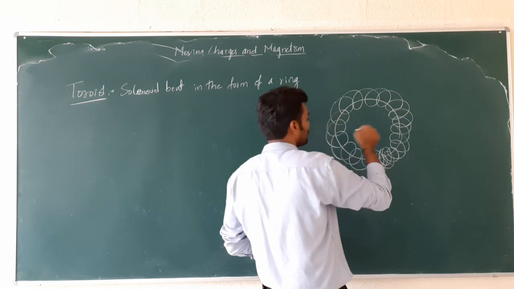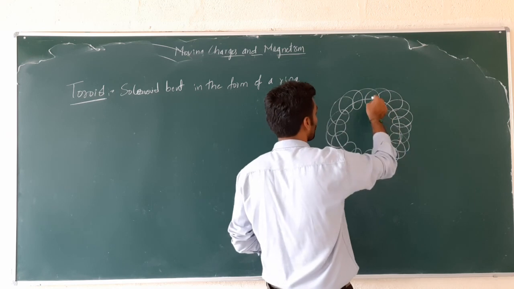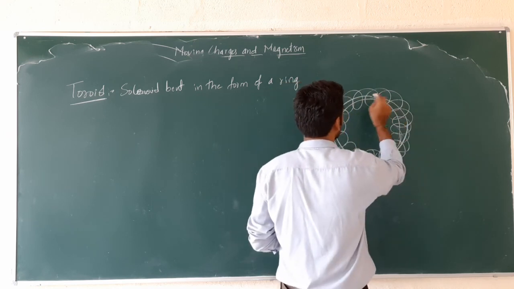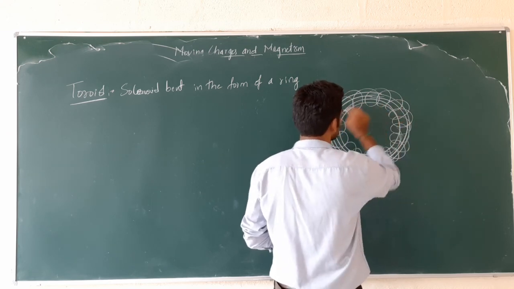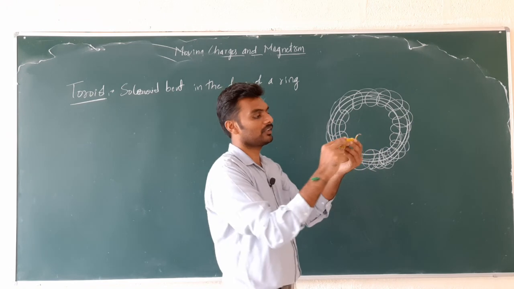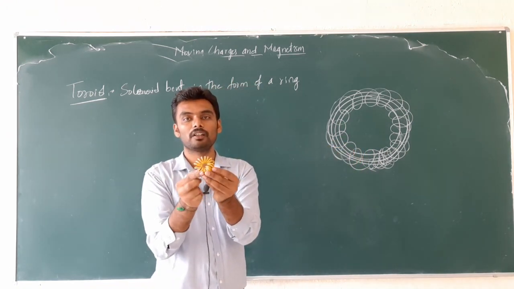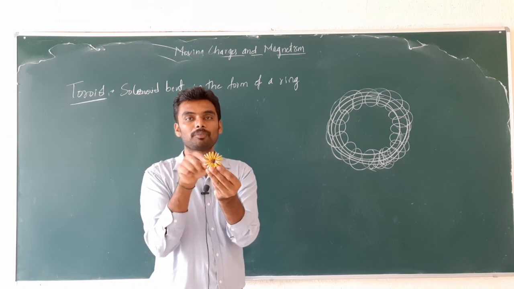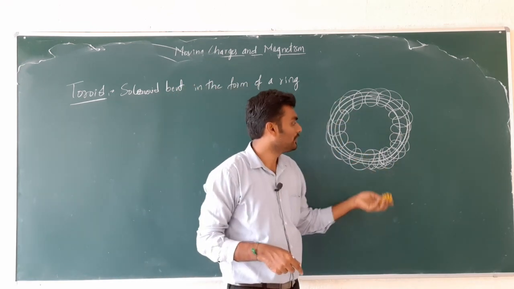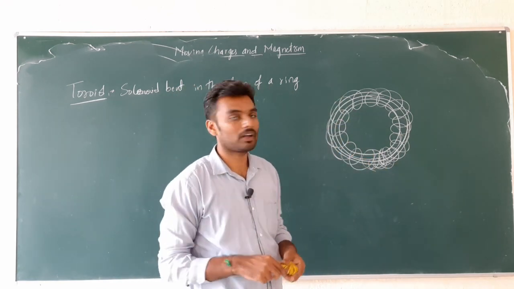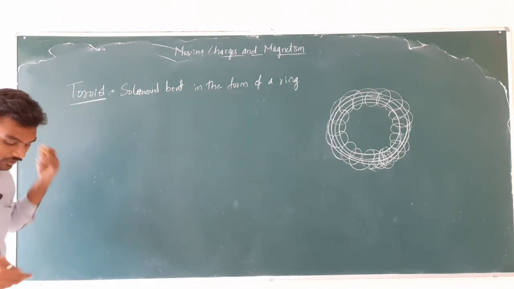The direction of the magnetic field inside the toroid would be in a circular, closed path like this. This is how the magnetic field lines look inside it, because when it is a straight solenoid, the magnetic field lines were straight. I bent it to form a circle or a ring, so it is completely like this. The magnetic field lines are parallel to each other inside the toroid like this. So a solenoid bent in the form of a ring is itself a toroid, right?